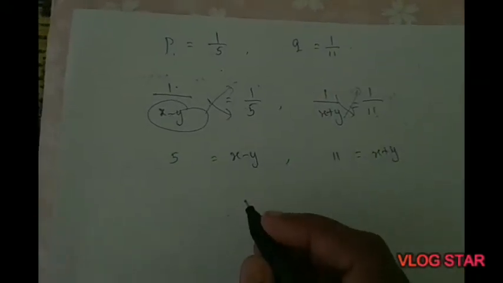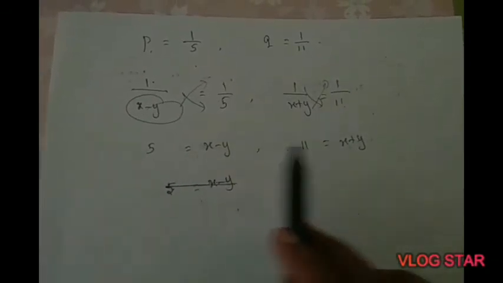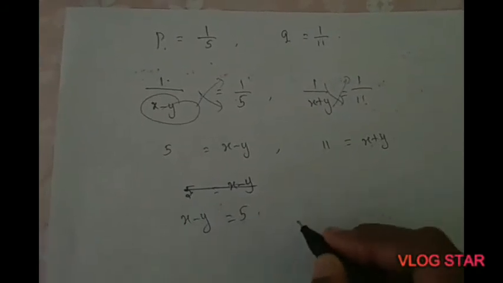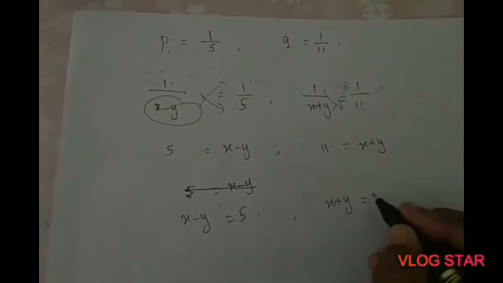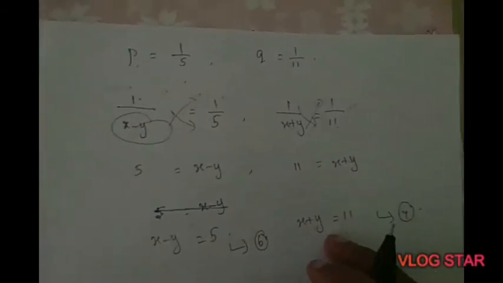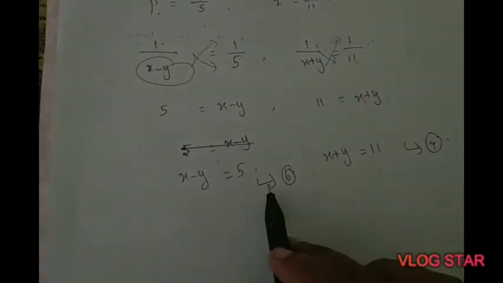The next we will find x. See the solution, we will get the equations. In order we can write x minus y equal to 5 and x plus y equal to 11. Okay, you take this as equation 6, this as equation 7. These are also two equations, so we have to solve by the simple method. Okay, then how can we solve the two equations? When we add the two equations, we will get x value. When we subtract the two equations, we will get y value.